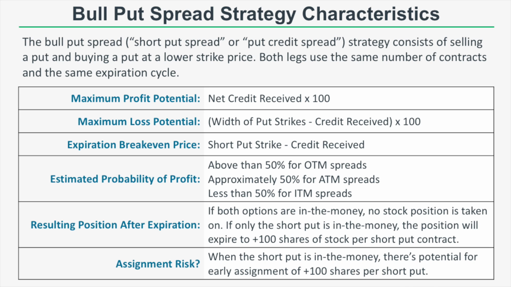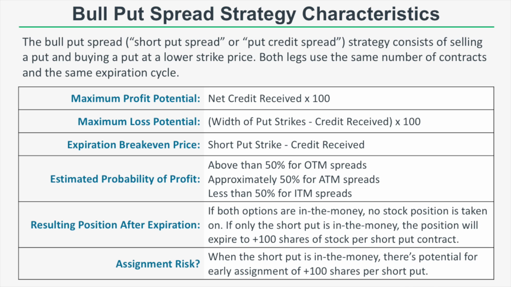Now, in terms of assignment risk, if your short put spread is deep in the money, since you have a short put position in that spread, you have the risk of being assigned 100 shares of stock per short put if someone exercises that option that you're short. That's only really going to happen if the stock price is well below your short put strike and the short put is trading with very little extrinsic value.